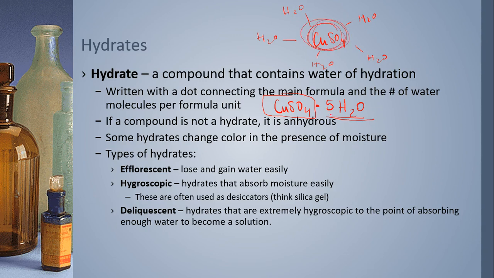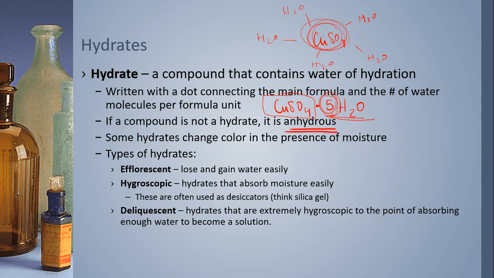Now, every hydrate has a different number of waters, so this number right here could change. It's specific to each individual compound, but that's what it means that it's there, okay? If it's not a hydrate, it's called anhydrous. The benefit of having hydrates is that they change color when they're wet or when they're dry. So they're used lots of times as moisture indicators.